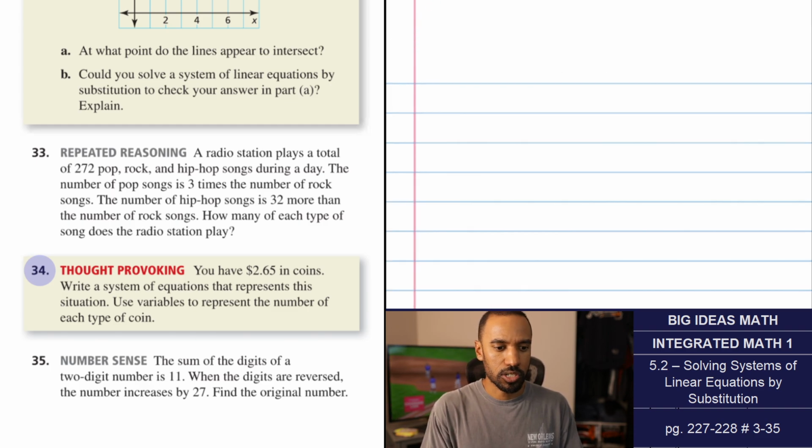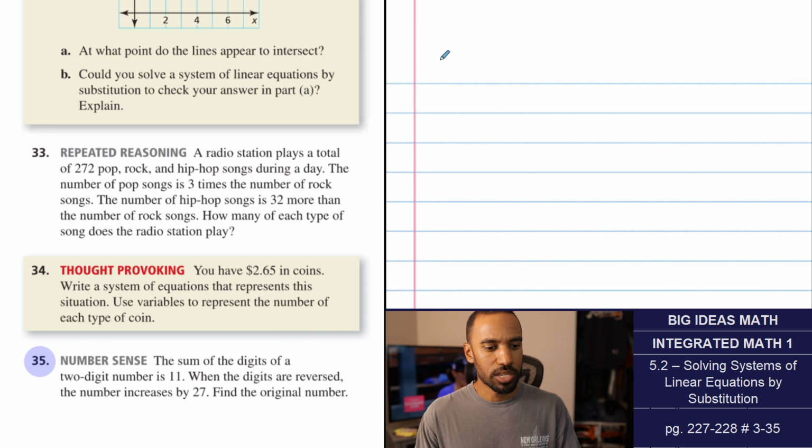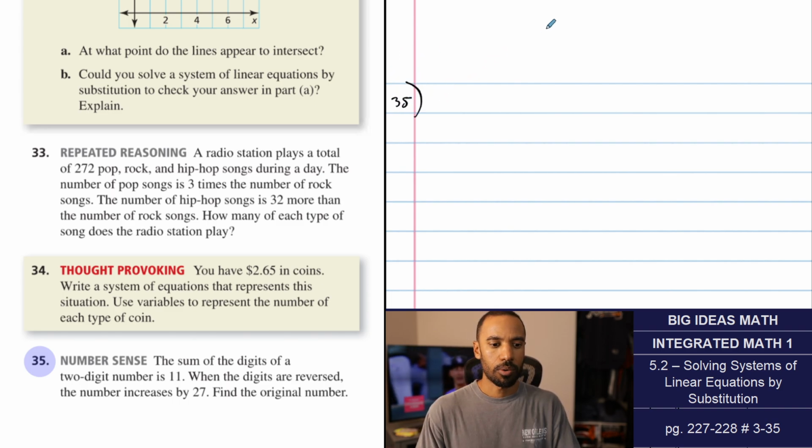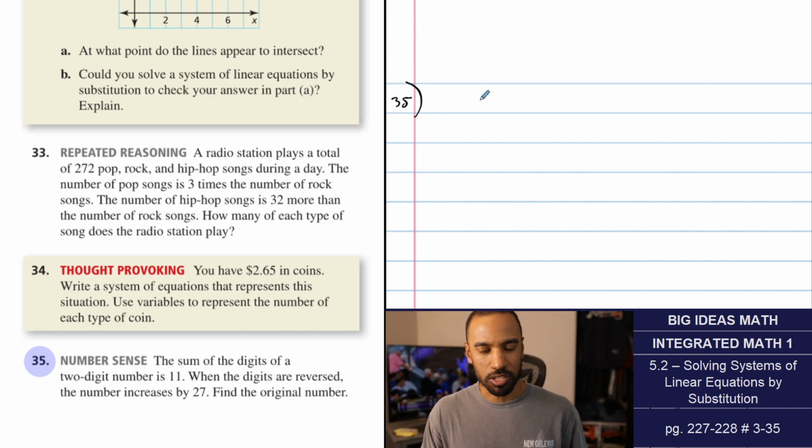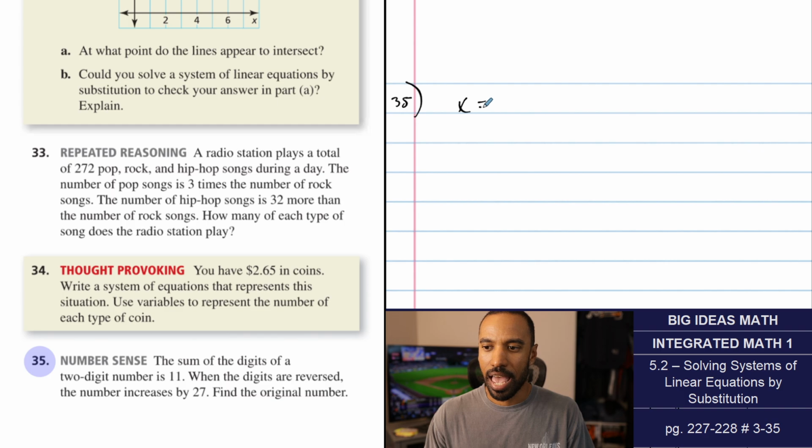Okay, and the last question is number 35 on number sense. The sum of the digits of a 2-digit number is 11. When the digits are reversed, the number increases by 27. Find the original number. All right, I've done these kinds of problems before. All right, let's let x be the original tens digit.